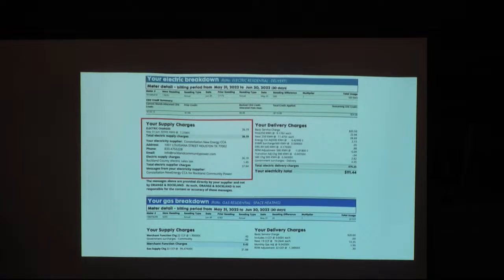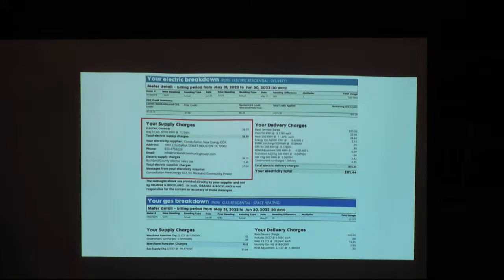On the right-hand side here on the O&R bill, you're seeing delivery charges, and on the left, you're seeing your supply charges. And I've just dropped in a red box around it, which you're not going to see on your bill. But if you look in the electric breakdown, you'll see supply charges. That's where you'll see a difference. On this particular bill, you can see it says Constellation New Energy CCA. That's the name of the supplier that was selected in the bidding process that the town will be going through.